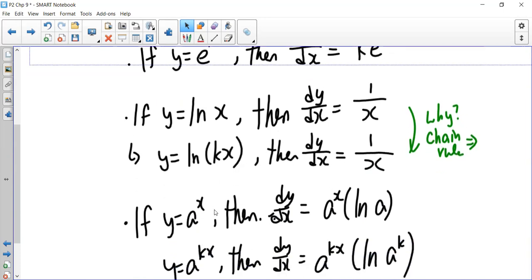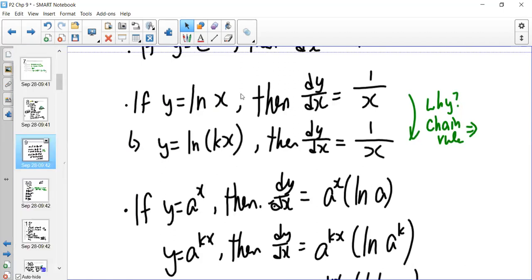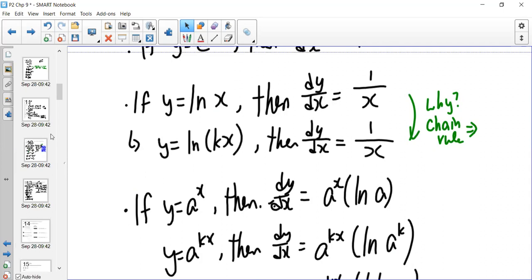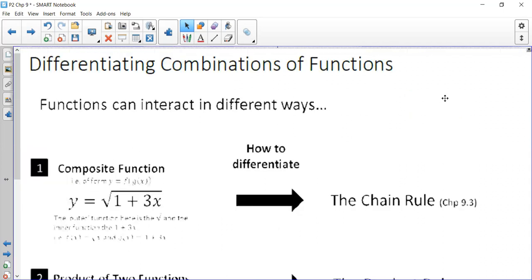We also learned one exponential function where y equals a to the power of x, then dy by dx equals a to the power of x ln a. These are fundamental results, derivatives that you have to remember. What we're learning today is not a derivative. What we're learning today is a skill, an algebra skill to differentiate.